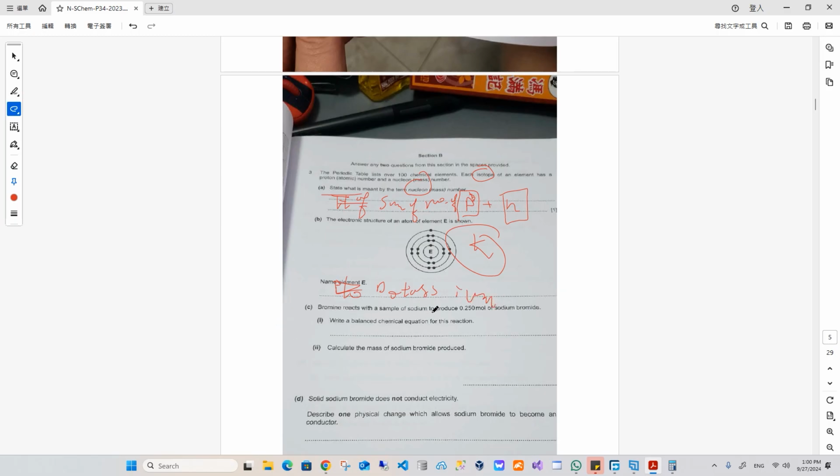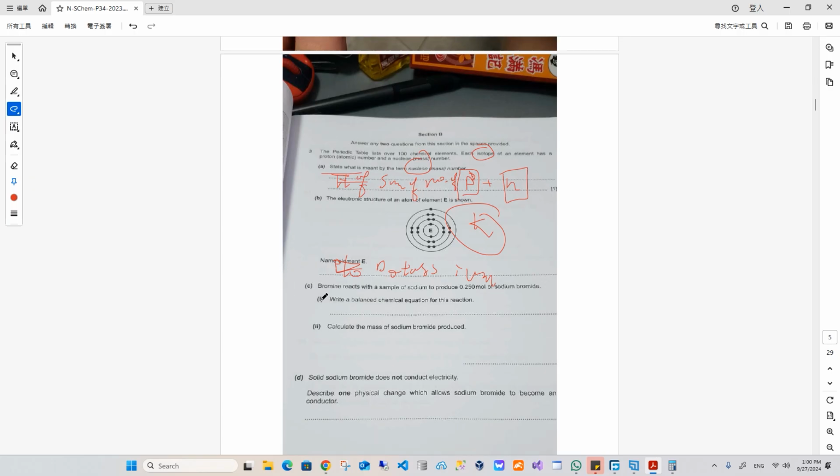Bromine reacts with a sample of sodium to produce 2.5 moles. Write a balanced chemical equation for this reaction. So they say sodium and bromine. Sodium is Na, a metal. All metals just exist as their own element, dangling itself alone, like aluminum Al. You don't have a number behind. Bromine is a gas, and a gas is a non-metal. Non-metals exist in various forms. Sulfur is 8. Most of the gases are 2. Inert gases, like the noble gases, are 1, so they don't have any number behind.